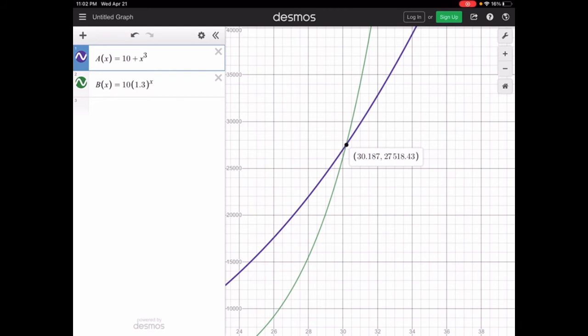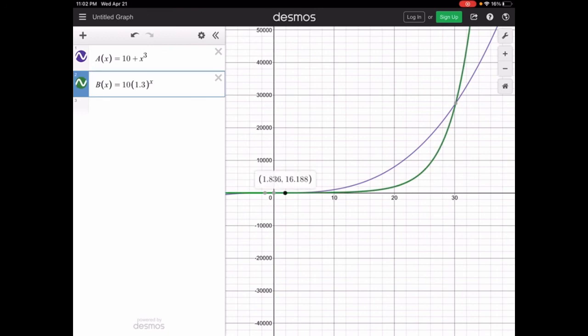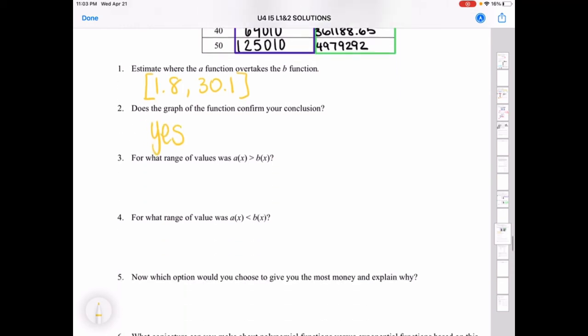After this intersection, I'm going to zoom in on this little intersection. Here, we see that after we reach that point, A is smaller and B is larger again. So as you can see, from that point of first intersection, right here, to this point, A is larger. So that's where it overtakes B, from 1.8 to approximately 30.1. It asks, does the graph of the function confirm your conclusion? Yes, it does. And then it asks, for what range of values was A bigger than B? Well, we just talked about that.